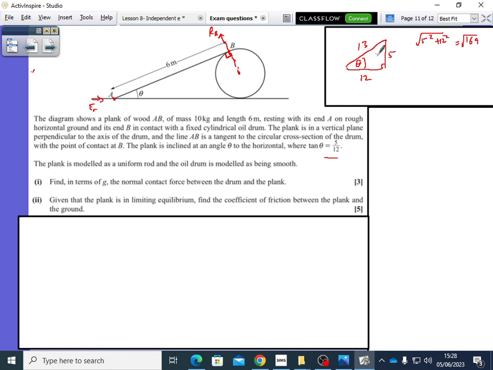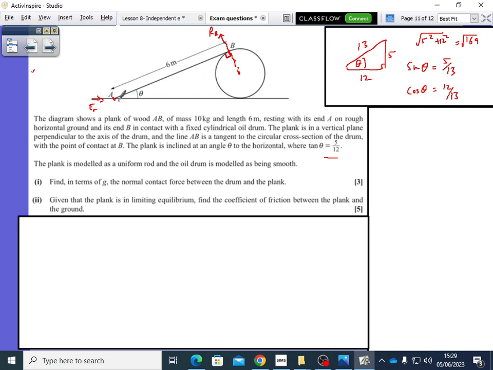So now when that's 13, we can easily get that sine theta is going to be opposite over hypotenuse, which is 5 over 13, and cos theta will be adjacent over hypotenuse, which is 12 over 13. Okay, we'll come back to those in a second.